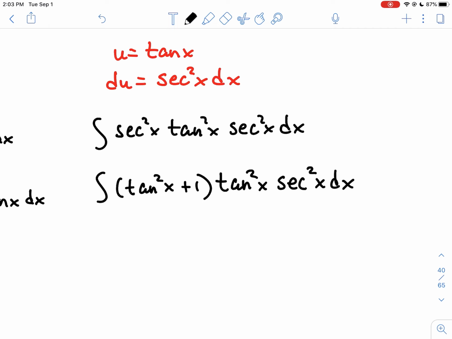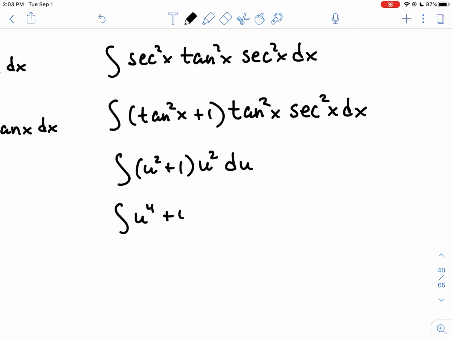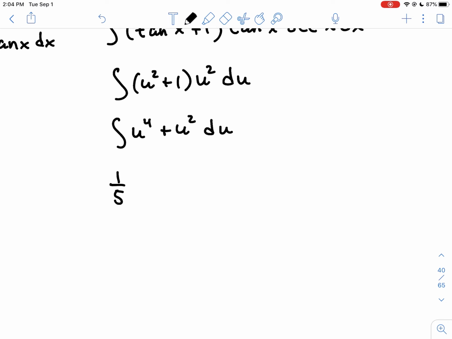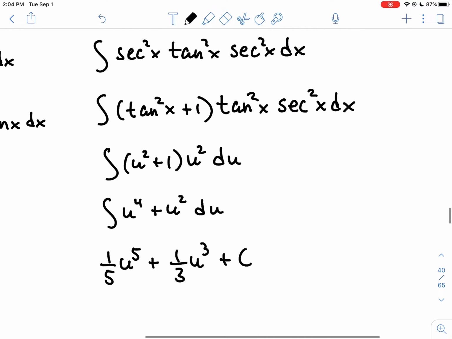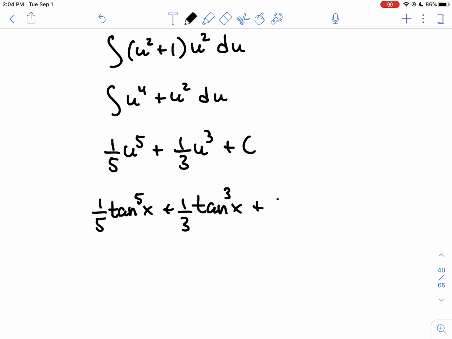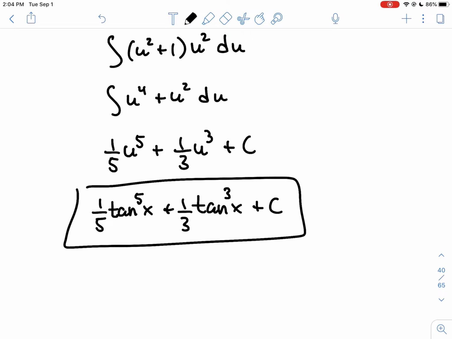And I'm perfectly prepped now, since u is about to become tangent. I'm going to have a u squared plus 1, a u squared, and that's going to be a du. So u squared plus 1 times u squared times du. Distribute the u squared through the parentheses, and then integrate term by term. We get 1/5 u to the 5th plus 1/3 u cubed plus c. Back substitution. This time the u's are all tangents. So we get 1/5 tangent to the 5th of x plus 1/3 tangent to the 3rd of x, plus c. And we'll call this one done.